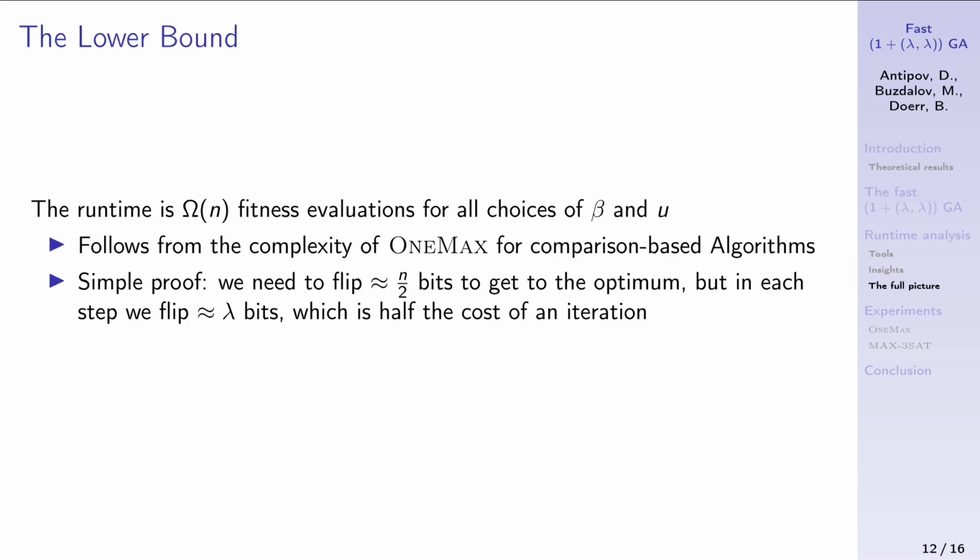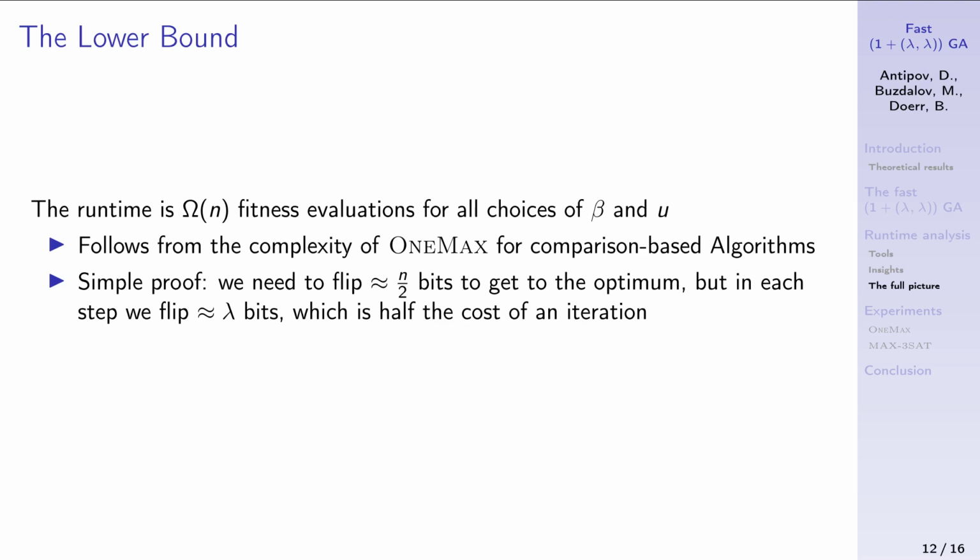Well, to support this with the lower bound, we want to say that the (1 plus (lambda, lambda)) GA is a comparison-based algorithm, and it means that it cannot solve the OneMax problem in less than a linear number of fitness evaluations. However, we have a simple proof which doesn't require this complexity stuff.